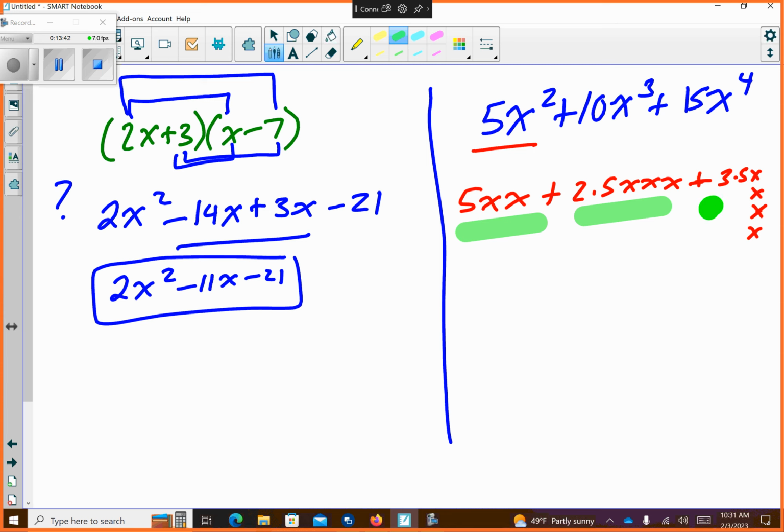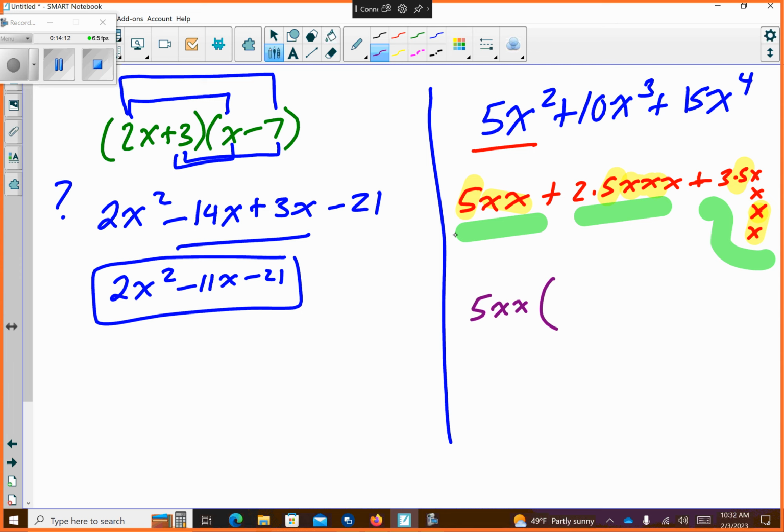Here, here, and here. Okay? What do I have in common between all three terms? At least 2x. I have an x and an x. What else? Oh. So 2x. Oh yeah. 2 and a 5. Okay? So what factors out of each? 5x to the second, or 5xx.